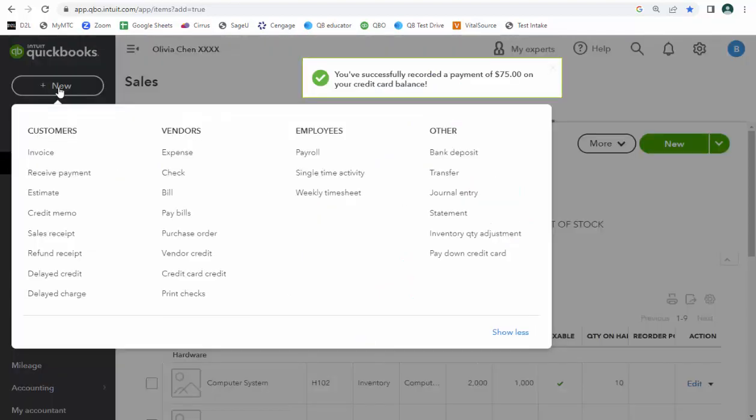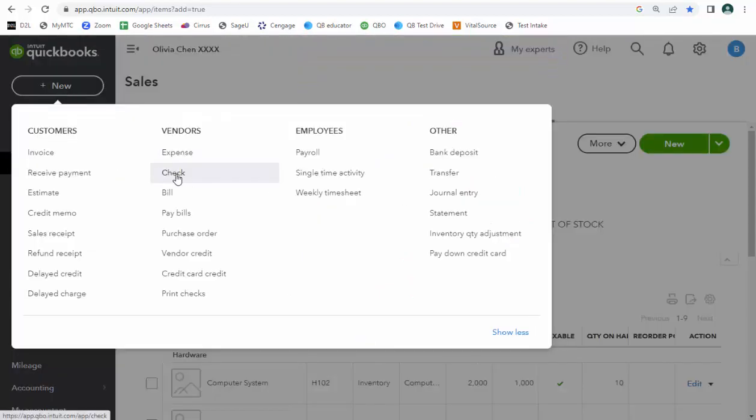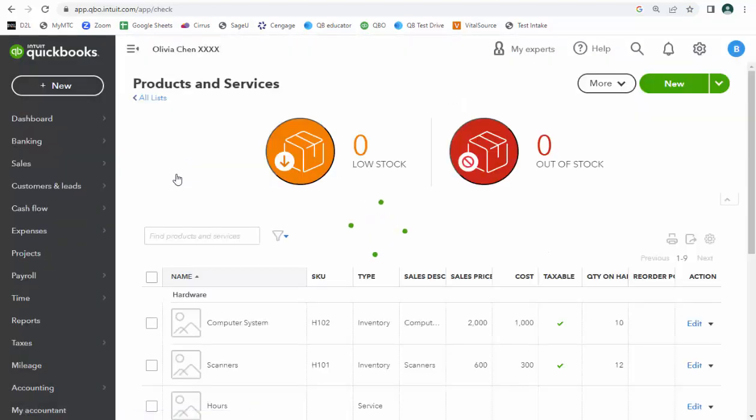I will show you there's another way you could do it, and you could do it under check. Okay, go to new and check.